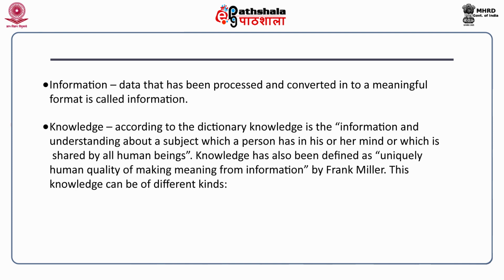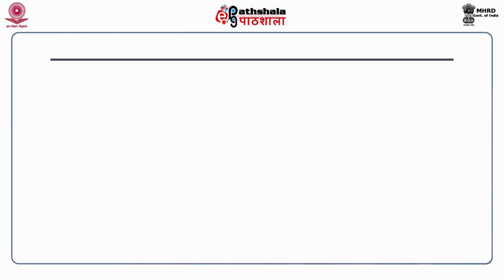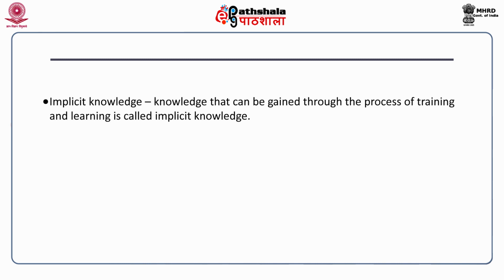Knowledge can be of different kinds. The first type is explicit knowledge. According to the dictionary, explicit knowledge is the articulated knowledge expressed and recorded as words, numbers, codes, mathematical or scientific formula or musical notations. The second type of knowledge is implicit knowledge. This refers to knowledge that can be gained through the process of training and learning.